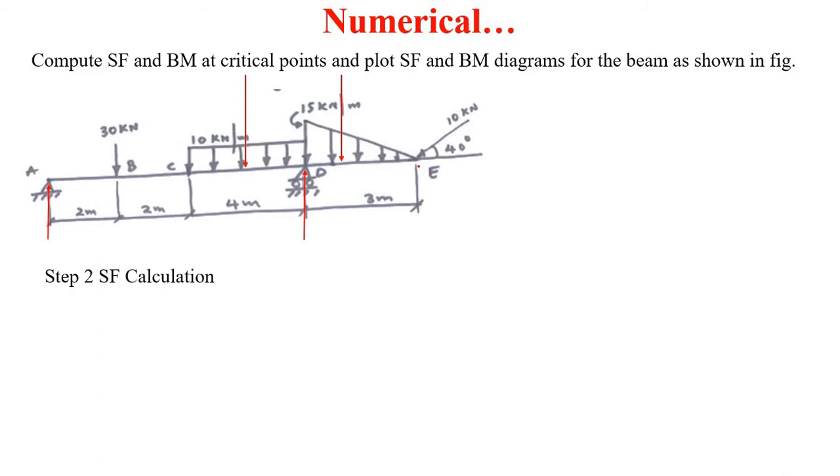Before calculating the shear forces, we have to consider the sign convention for the shear force calculations. Upward force at the left side of the section, and downward force at the right side of the section will be considered as positive. Downward force at the left side of the section and upward force at the right side of the section will be considered as negative here. By using these sign conventions, we will calculate the shear force at these different critical points.